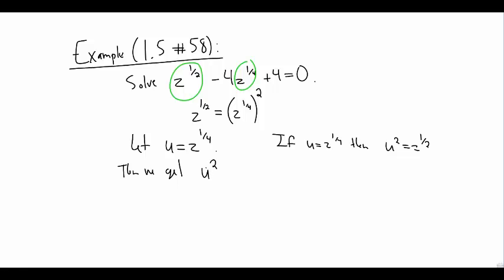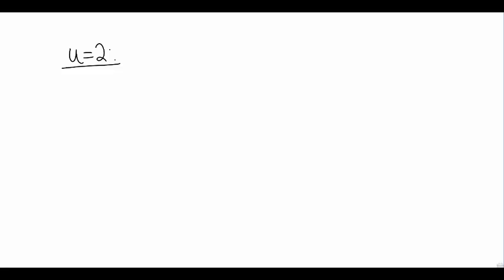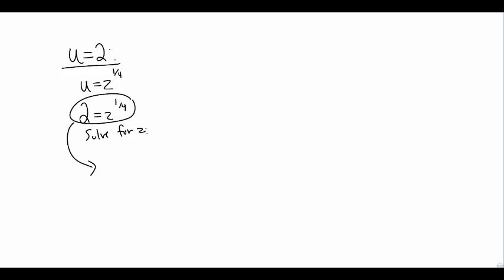So we get u squared minus 4u plus 4 equals 0. Solving this quadratic equation for u, we get the single solution u equals 2. So now let's find the solutions to the original equation. So we have u equals 2. And the relationship between u and z is that u equals z to the 1/4. So let's put in 2 for u, then solve for z. Raising each side to the 4th power gives z equals 16.